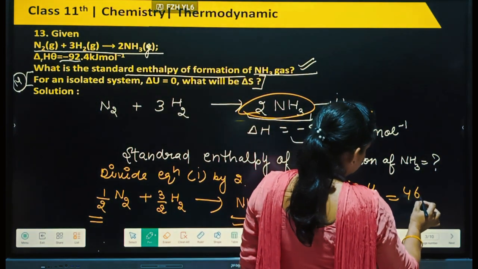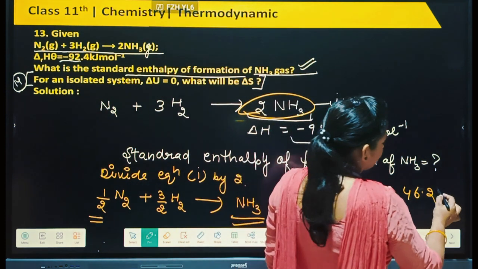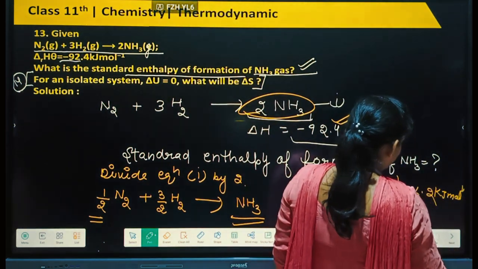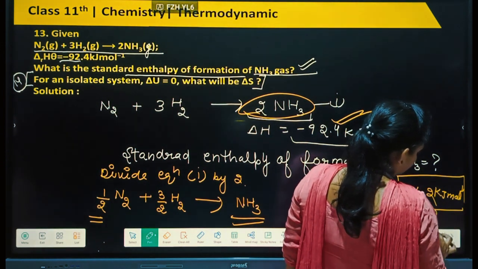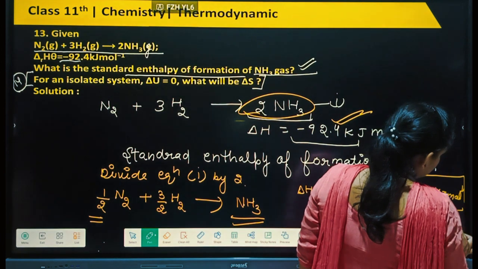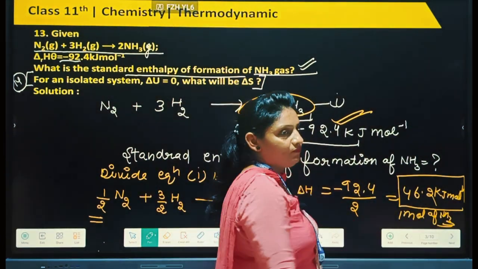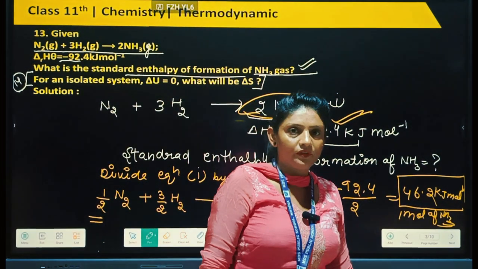Then we get 46.2 kilojoule per mole. So this is the enthalpy change for 1 mole of ammonia. Okay students, and 1 mole of ammonia means it is the standard enthalpy change for formation of the ammonia.